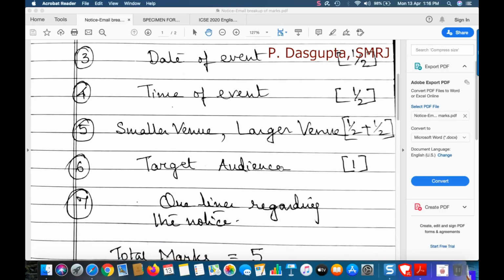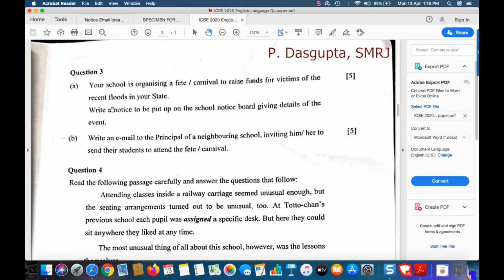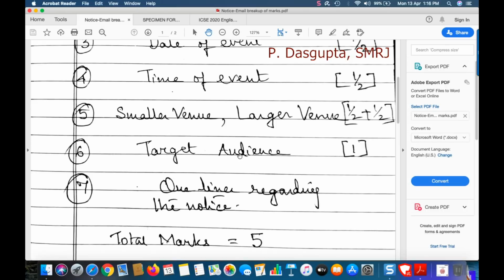Now the target audience. Are we calling the entire school or a specific segment of the school? Does the question paper discuss this? No. It does not say. It says simply write a notice to be put up on the notice board giving details of the event. So this is an event for the entire school. We are going to write target audience, all the students, because a fete is open to all students.